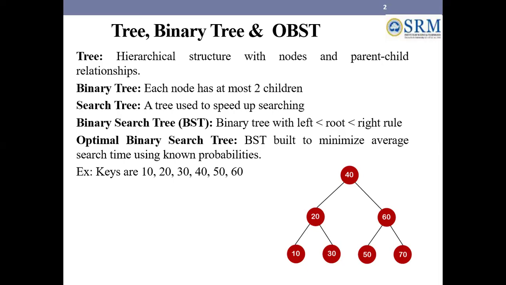For example, take keys 10, 20, 30, 40, 50, 60. So the root is 40. All the values on the left side of the root are less than 40. All values on the right side of the root node, that is 40, are greater than 40. So this is a property of a binary search tree.